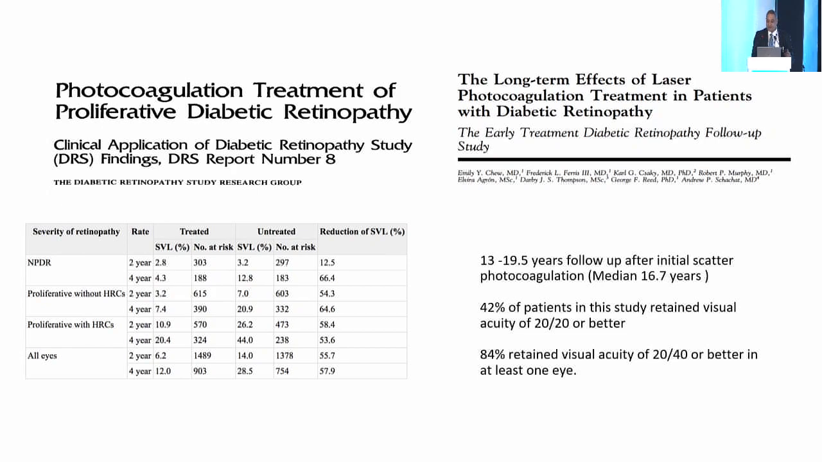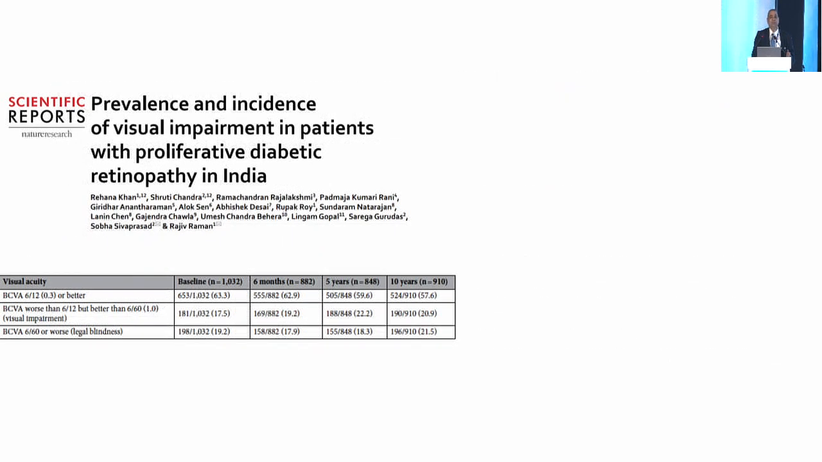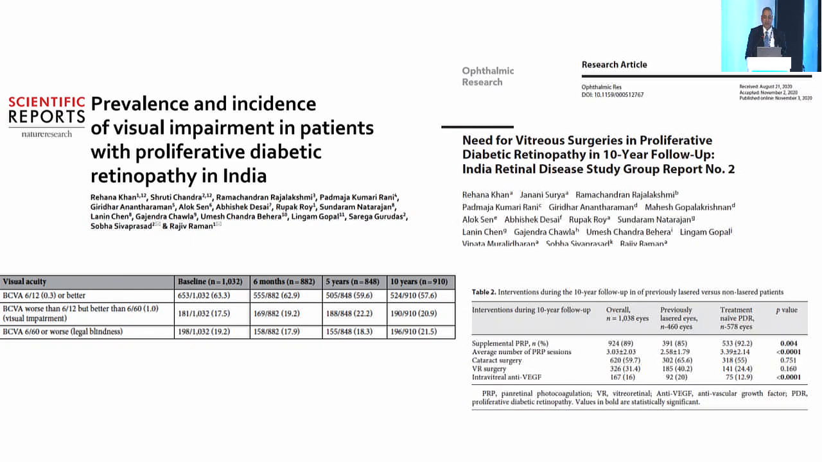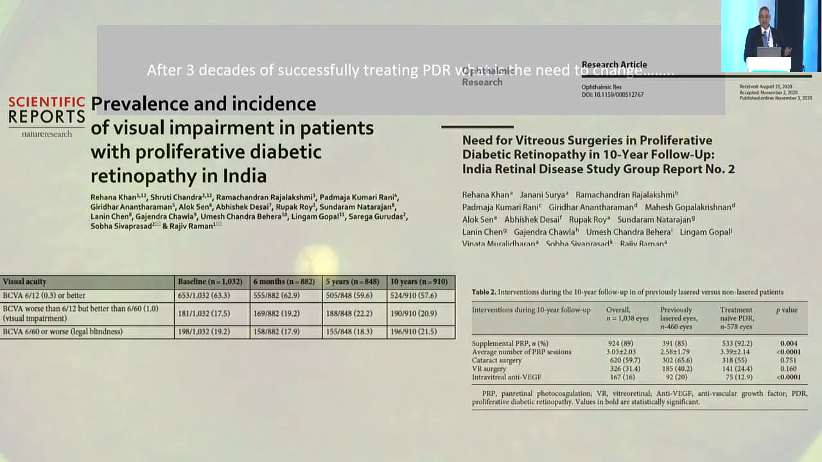And 84% retained 6/9 vision or better. So we also tried looking at what happens in the Indian population, and we had this big cohort of people who had PRP, and we followed them more than 10 years. And we found similar results. Nearly 57% of them had better than 6/12 vision. And we also tried looking at how many of them needed vitreous surgery, only one third of them. So definitely PRP seems to work well. There is no substitution for panretinal photocoagulation. It's a 20-year follow-up. So definitely it works well.